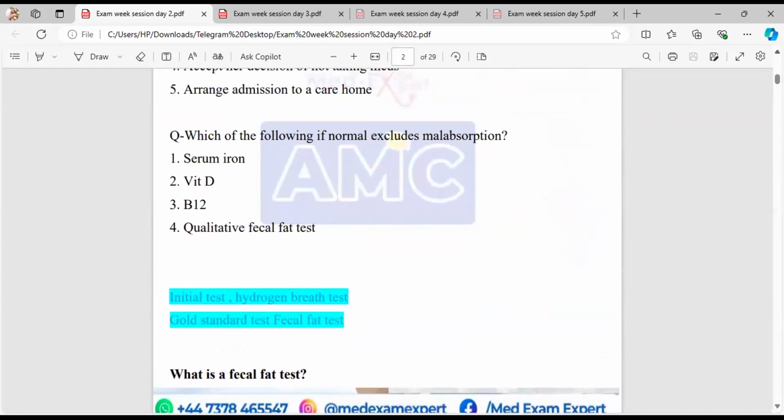If the patient has a normal serum iron level, I will not say that the patient does not have malabsorption. A normal serum level cannot exclude malabsorption. Normal vitamin D level, normal vitamin B12 level cannot exclude malabsorption. But yes, if the fecal fat test comes normal, then malabsorption will be excluded. The initial test is the hydrogen breath test, and the gold standard test for the diagnosis of malabsorption is the fecal fat test.